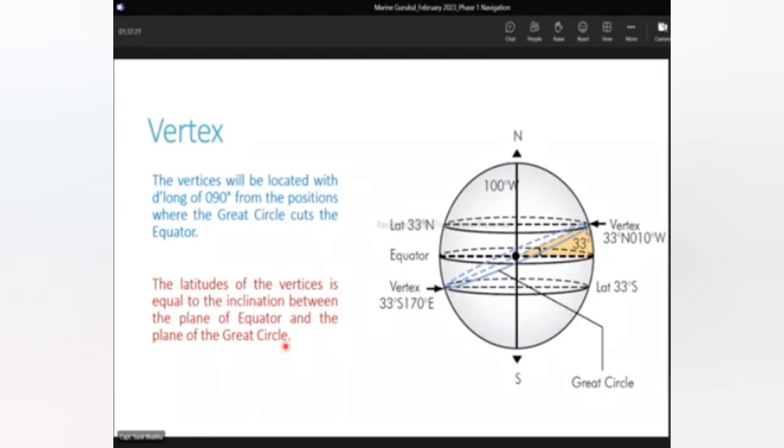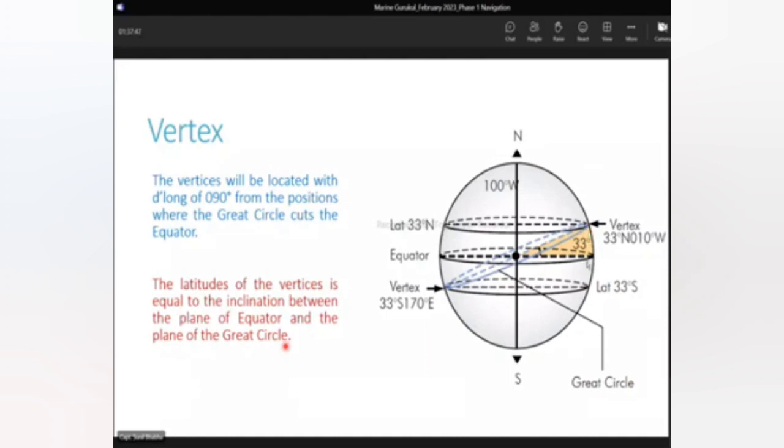Sir, with this second statement, can we say that when this great circle crosses the equator, the course at that time will be equal to the latitude of the vertex? Okay. Now beta, the course will not be equal to the latitude of the vertex. The angle of cut will be equal to the latitude of the vertex.